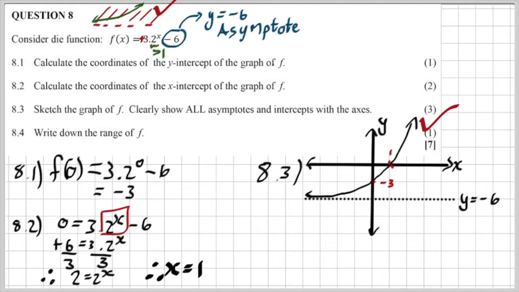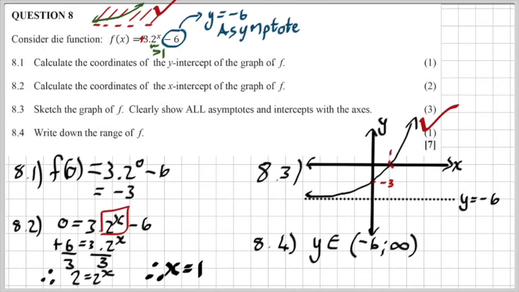Last but not least, write down the range of y. Let me just take this step by step. If I look at 8.4, y is an element of. In other words, what's the lowest y value that this graph can be? Well, it doesn't go below -6, so -6 is in there. What is the highest y value that my graph will reach? Infinity. But now the question is, does the graph touch -6?